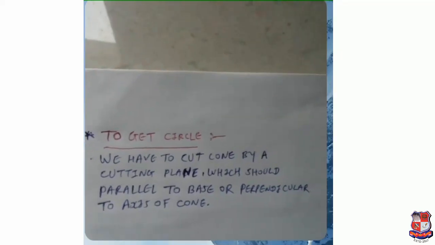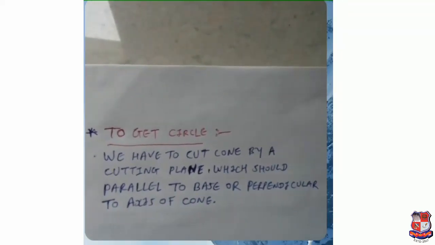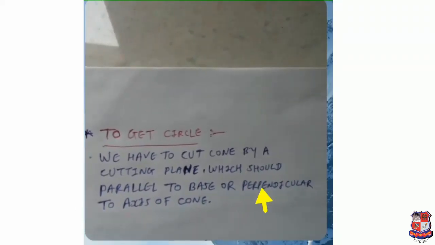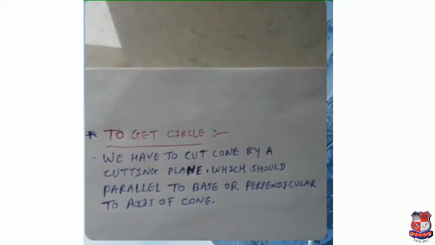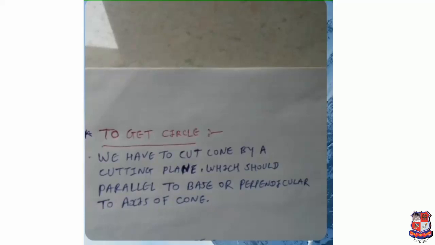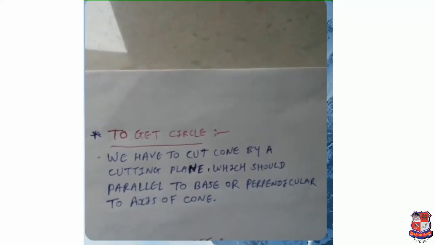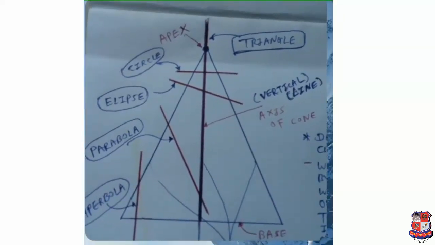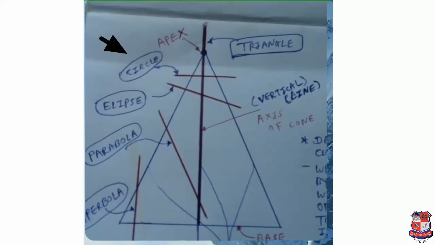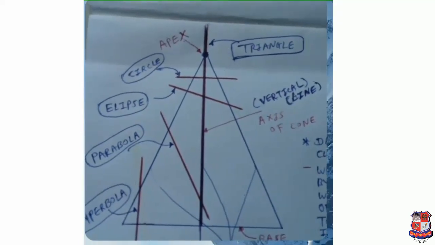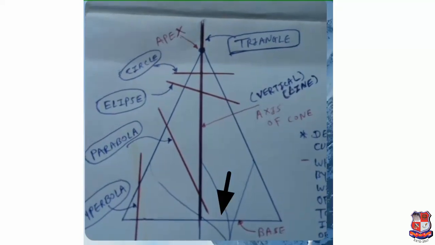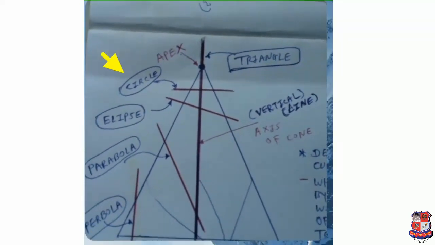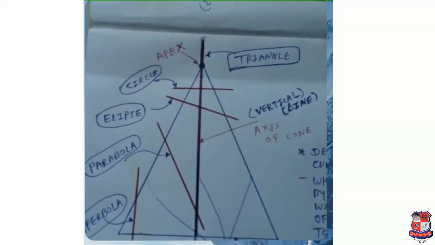Then we are talking about circle. So how to get circle? Here we have to cut the cone by a cutting plane which should be parallel to the base or perpendicular to the axis of the cone. Did you get? Okay, so let's see on the diagram. So here you can see that we are getting circle. Here we have cut the cone by a cutting plane parallel to the base or perpendicular to the axis of the cone. So here we are getting circle as a conic section. Understood?